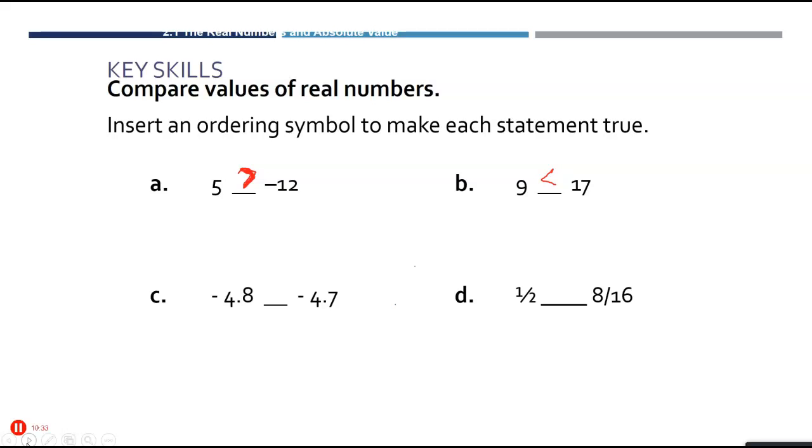-4.8. Is it less than, equal to, or greater than -4.7? All right, Zoe, what do you think? Perfect. So negatives are backwards to their positive, right? A larger negative number is smaller than a smaller negative number. Okay? Letter D. 1/2 and 8/16. Greater than, less than, or equal to? Nevaeh.